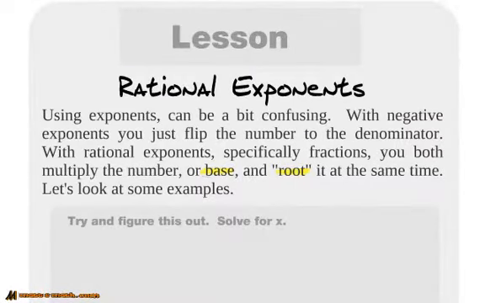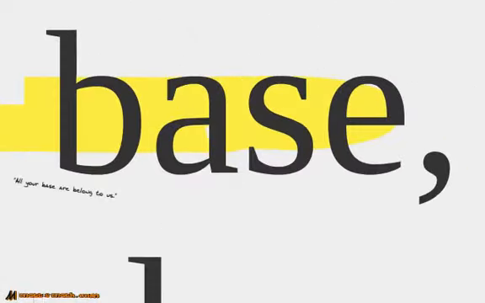All right, so let's talk about it. It might be a little bit confusing, especially having a fraction up there. You might have no idea. Remember with negative exponents, it was pretty easy. If it's got a negative exponent, if it's in the numerator, we put it in the denominator. Just put it on bottom. Pretty easy. But with rational exponents, a little bit different. We have to talk about these two words, base and root. Let's define these real quick.